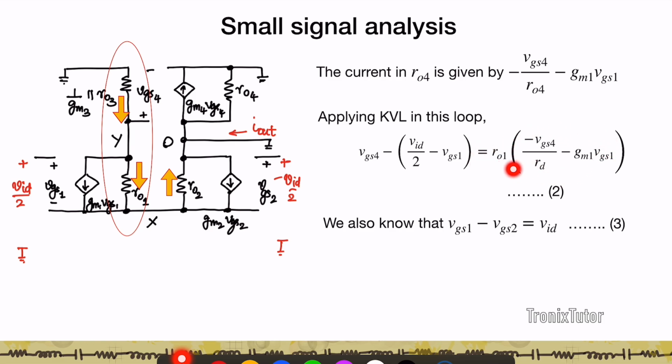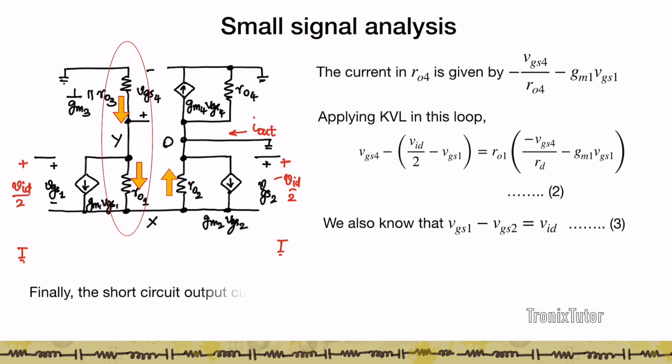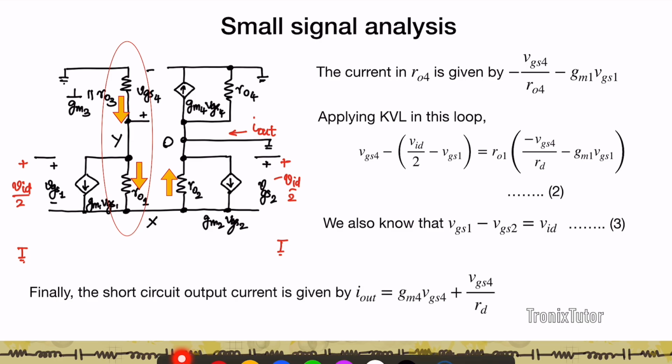Right? So now here I have a relationship between VGS1 and VGS4. So I have one relationship between VGS1 and VGS4, another relationship between VGS2 and VGS4, and I have a third relationship, which is that VGS1 minus VGS2 is VID. So if I now take all these three relationships, I should be able to eliminate a few gate voltages.